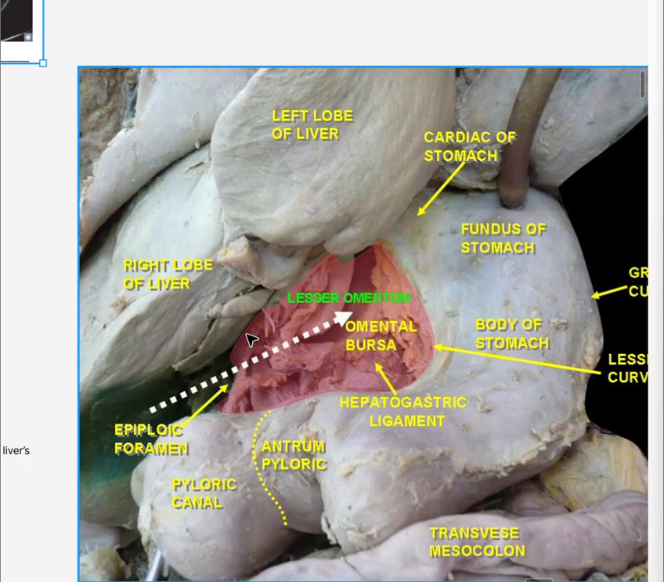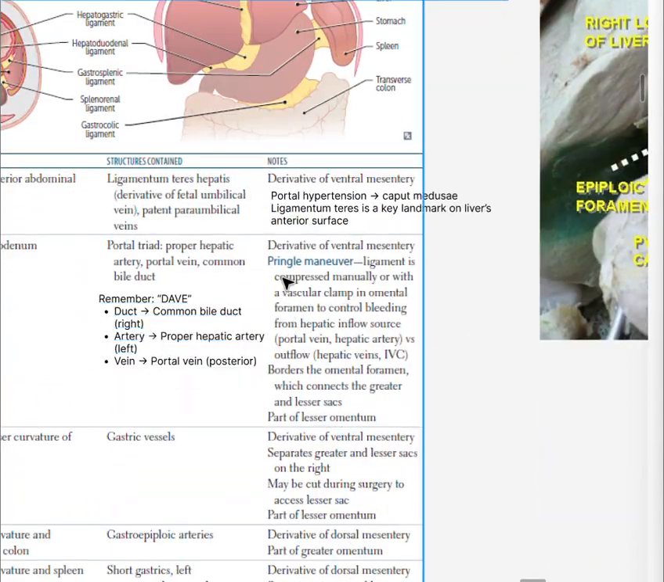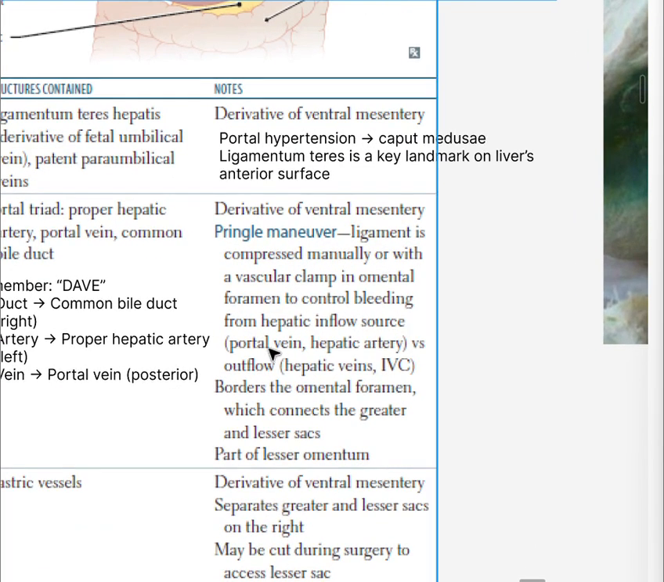Also remember that this hepatoduodenal ligament borders the epiploic foramen. This is the epiploic foramen, and this helps to distinguish between inflow bleeding, basically from the portal vein or hepatic artery, and outflow bleeding from the hepatic veins or inferior vena cava. This is a derivative of the ventral mesentery. In the Pringle maneuver, the ligament is compressed manually or with a vascular clamp in surgery, through the omental foramen, to control bleeding from hepatic inflow sources like the portal vein and hepatic artery, which are contained in this ligament, the hepatoduodenal ligament.